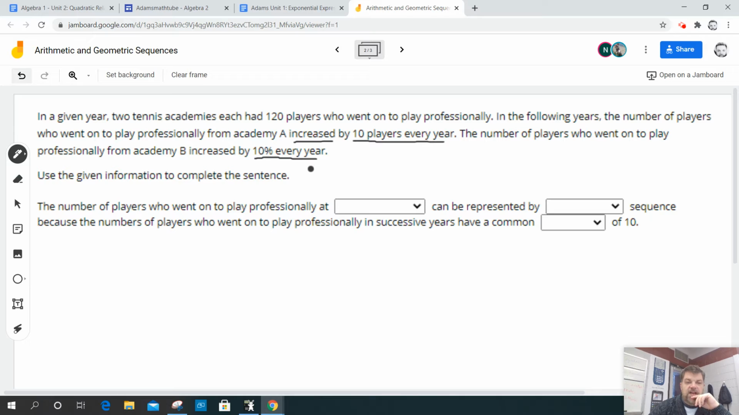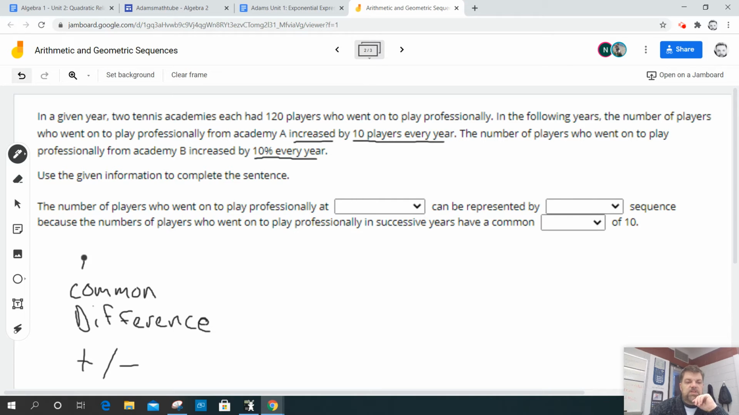The number of players that went on to play professionally increased by 10% a year, and that's probably a common factor. So given the information, use the given information to complete the sentence. One thing before I even answer the question, if it has a common difference, that means you're adding or subtracting a number.